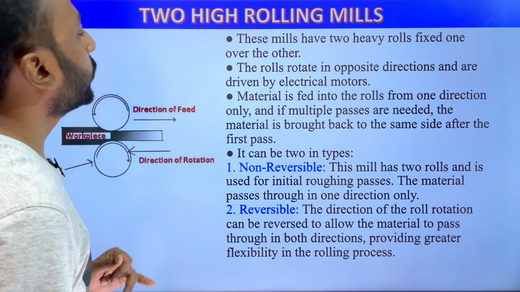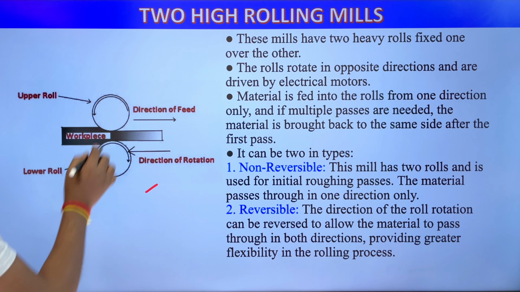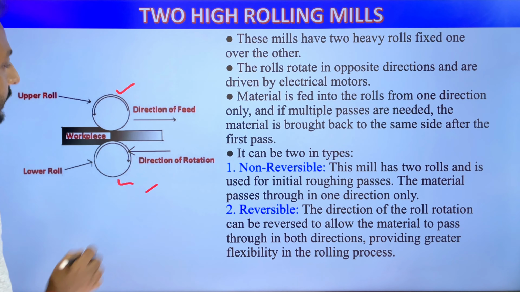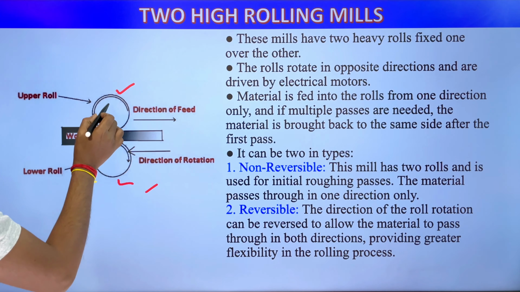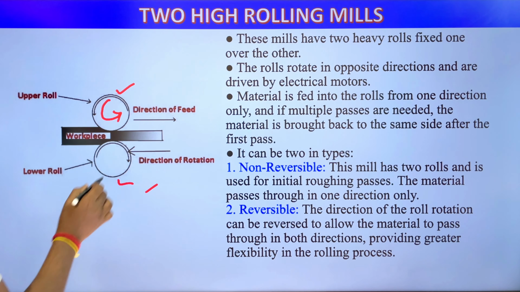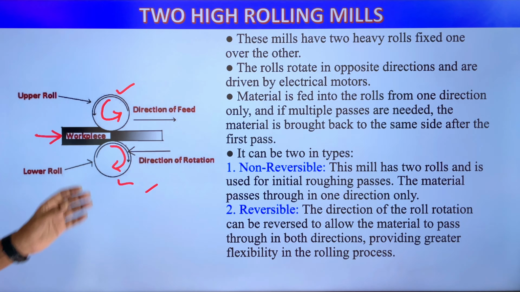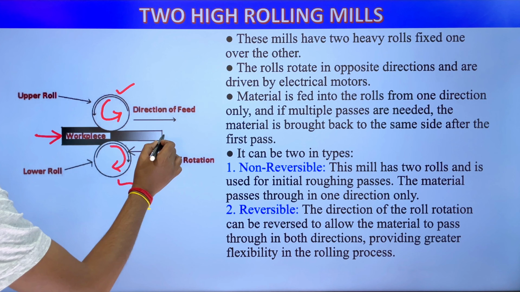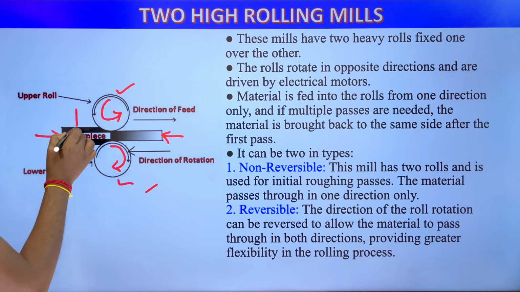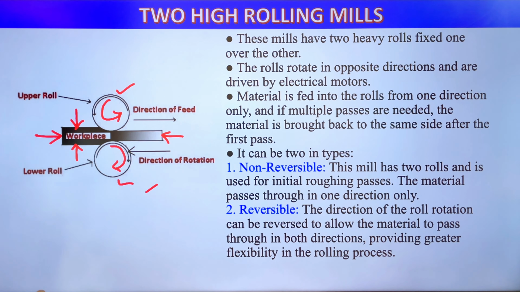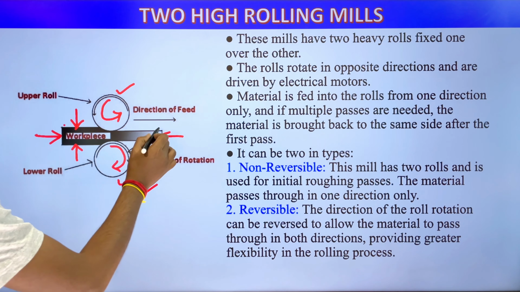First one is 2-high rolling mills. This is the figure of a 2-high rolling mill. We can see that there are two rolls. This is one roll and this is the second roll. These are rotating in opposite directions to each other. This roll is rotating anti-clockwise and this roll is rotating clockwise, and this is the metal billet. This can be a hot or cold metal billet, and this is the final product. Rolling mills are mainly used for reducing the plate thickness. So we can see that the thickness on this side is greater than on this side.